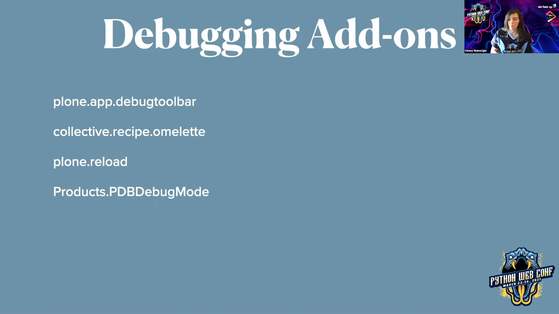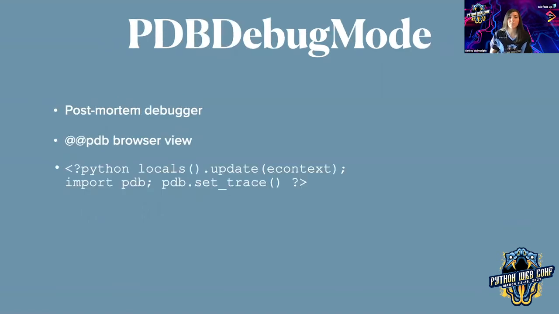And then products.pdbdebugmode. I'll talk about this one more specifically. This offers a postmortem debugger so that as you're running your Plone site locally, if there's an error with something, it's not just going to throw it into the log, but if you're running the site in foreground mode, it's going to put you right at a PDB prompt right where that error happened, which is super helpful for seeing everything in context and figuring out what the problem actually is.